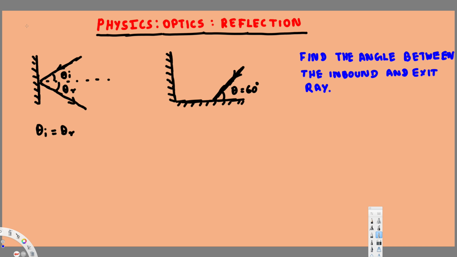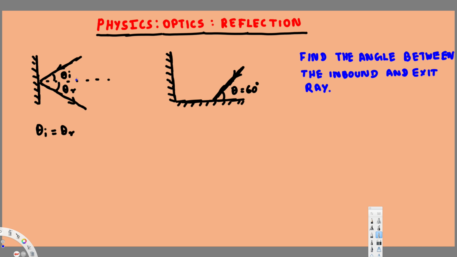Let's try this problem right here. Here we have a question asking: find the angle between the inbound and exit ray. Now here we have a ray acting with this angle. Let's see what is going to be the angle of the exit ray. But before we do this one, we have to understand this concept.